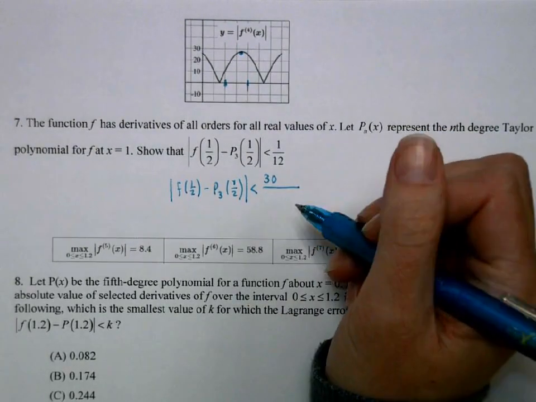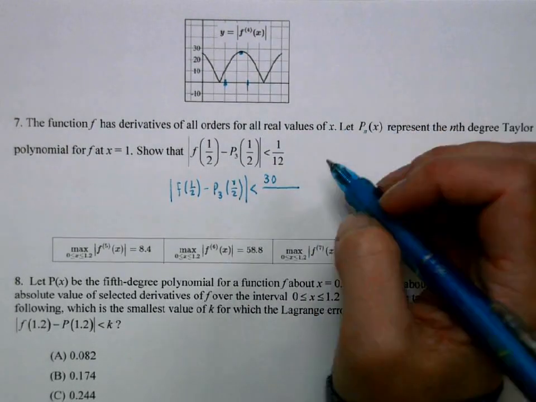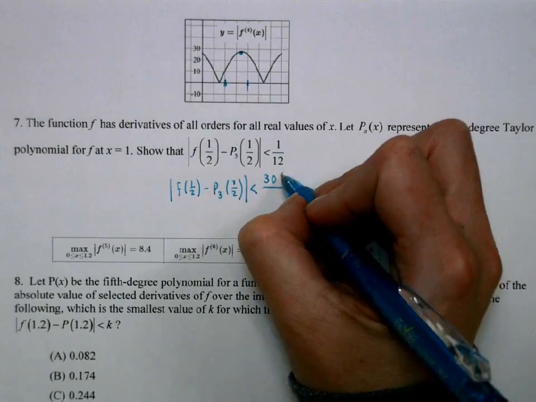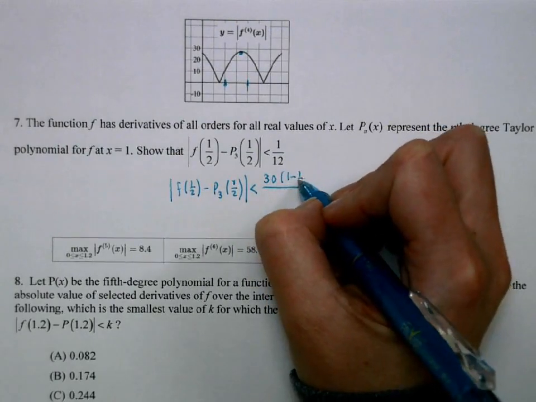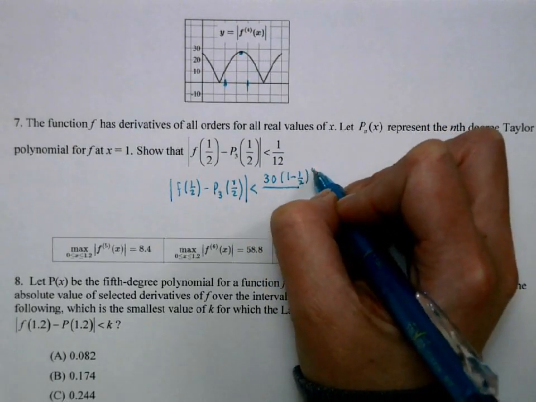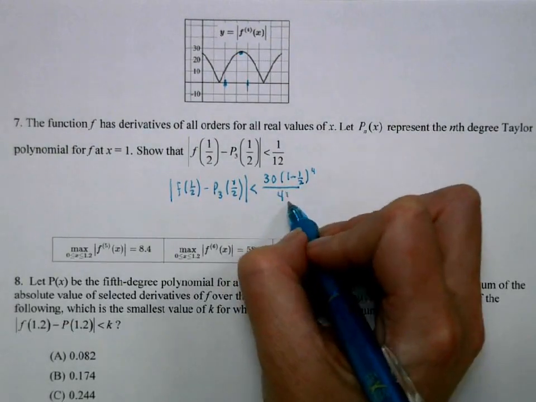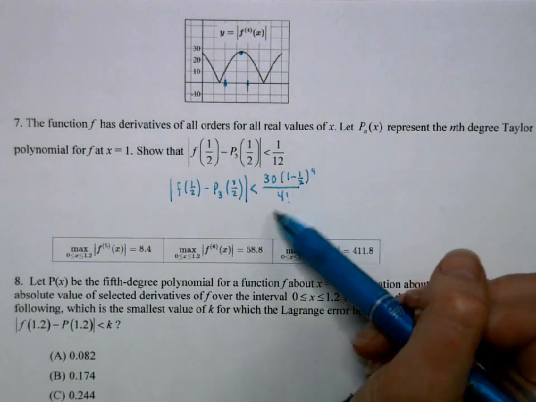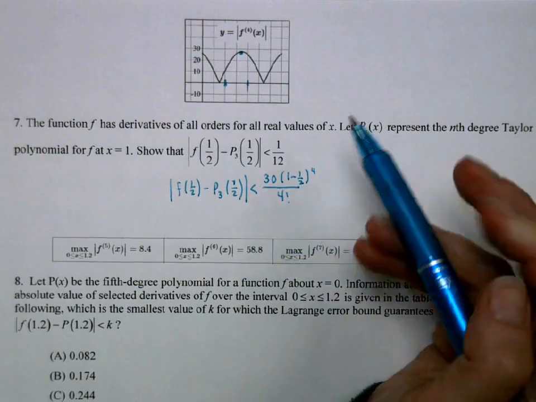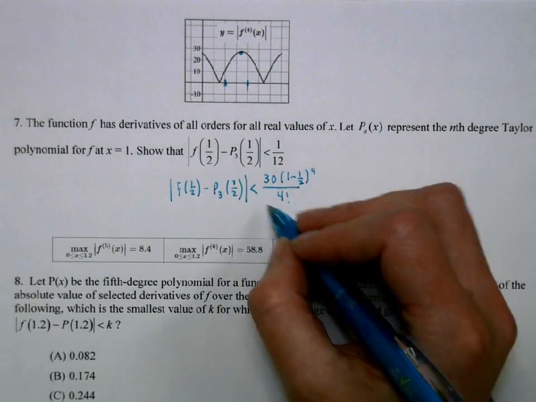Then we have the difference between our center and where we're trying to evaluate, to the 4th over 4 factorial, because if this is P3, 4 is the next term. Not really sure what that number is, but we're just going to go ahead and say that's definitely less than 1/12.